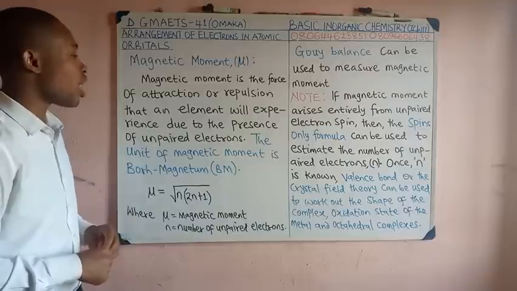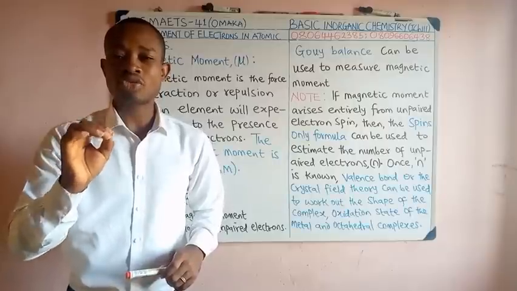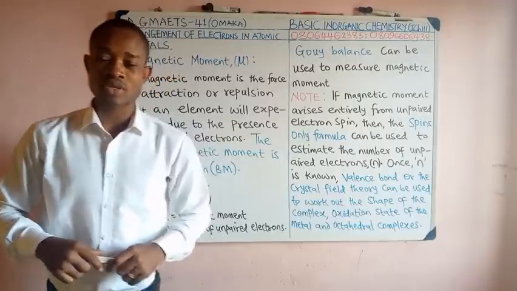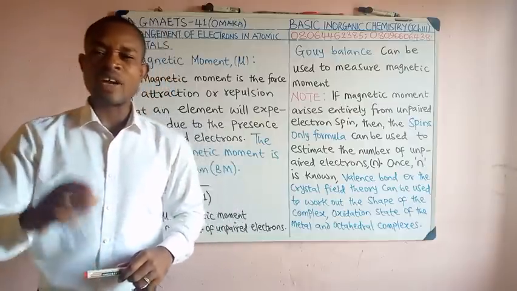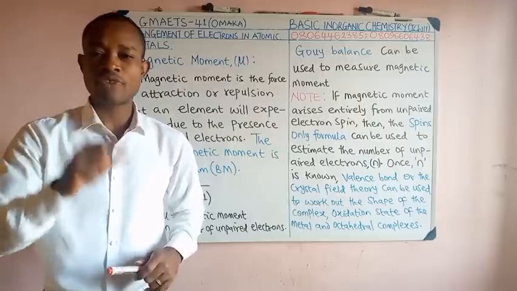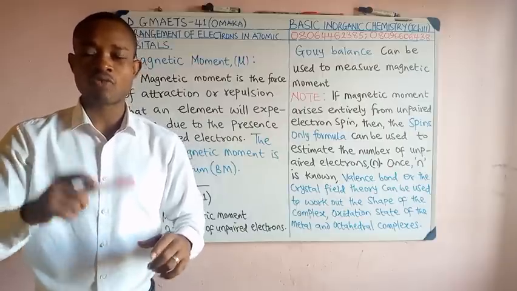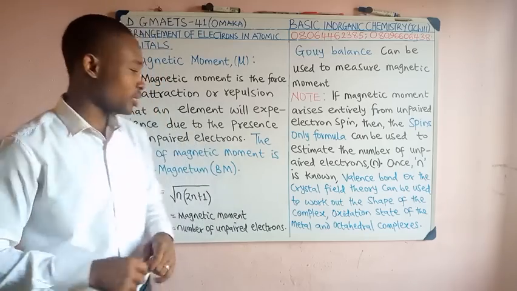We're going to discuss magnetic moment. Magnetic moment is that force of repulsion or attraction that an element experiences as a result of unpaired electrons. So it is expected that once there are unpaired electrons in an atom, that element will experience force of repulsion and force of what? Attraction. This is the concept of magnetic moment.